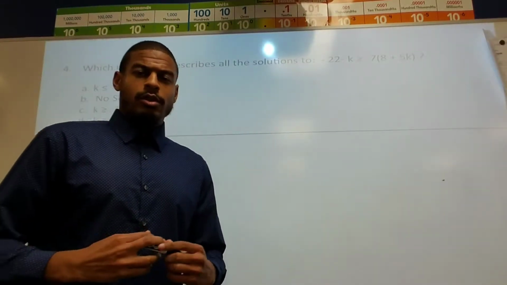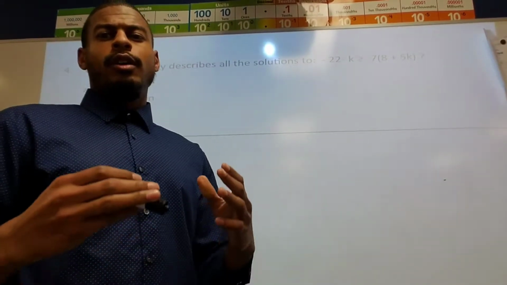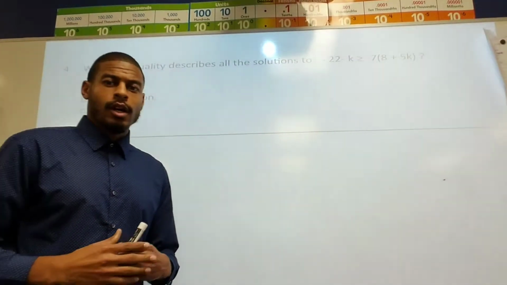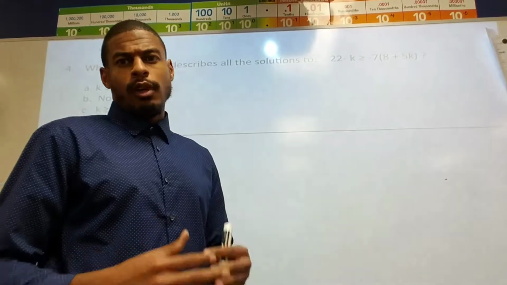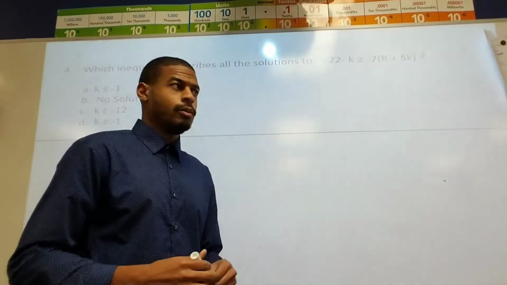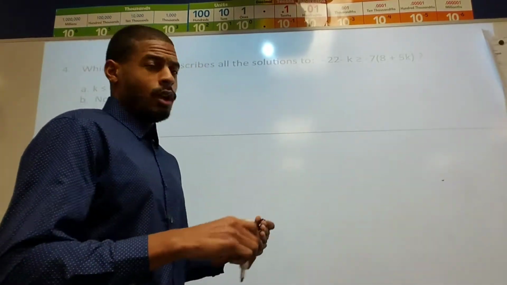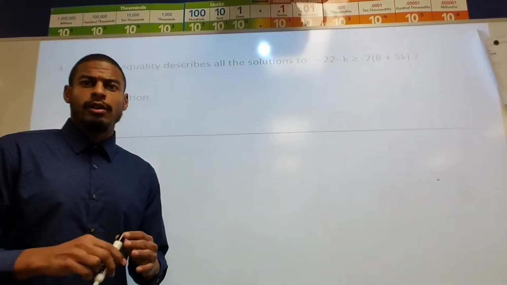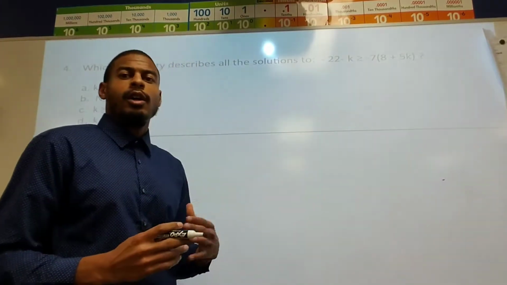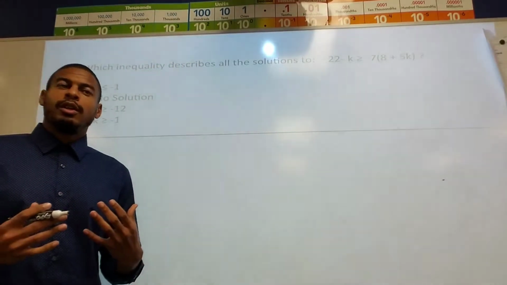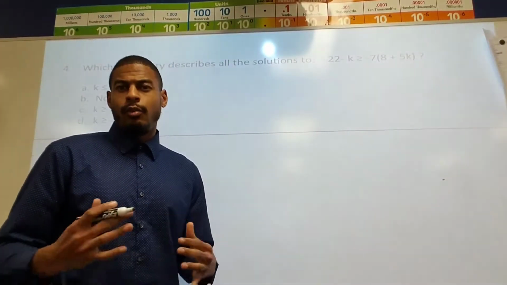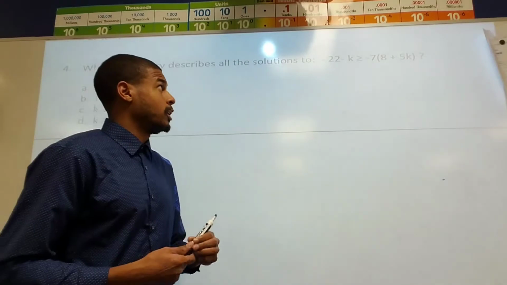All right, so now we're going to talk about how to solve linear inequalities, okay? In inequalities, we have the signs greater than, less than, greater than or equal to, or less than or equal to. We solve linear inequalities the same way we solve linear equalities, except we are going to flip the sign when we divide by a negative number. All right, so let's see.